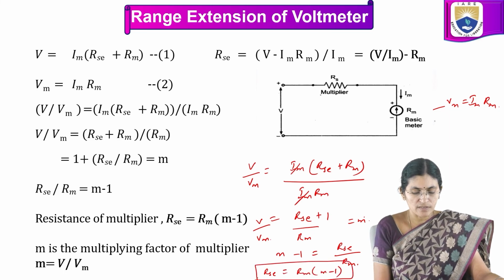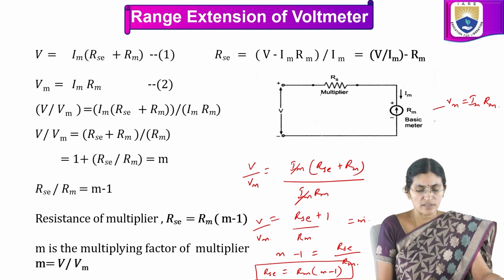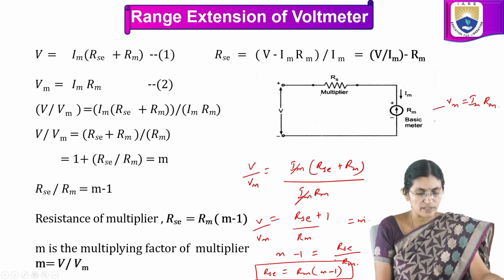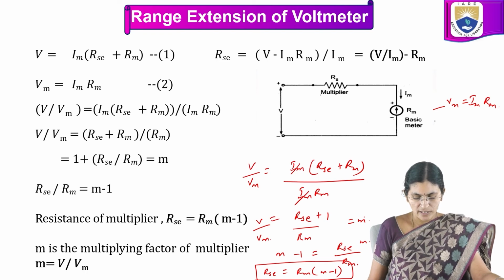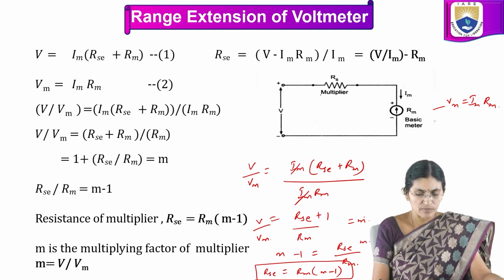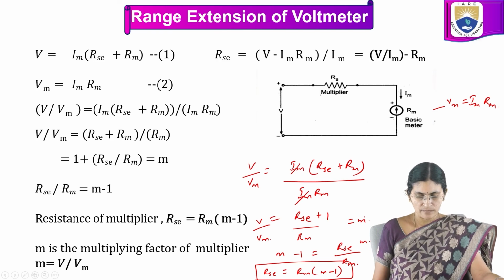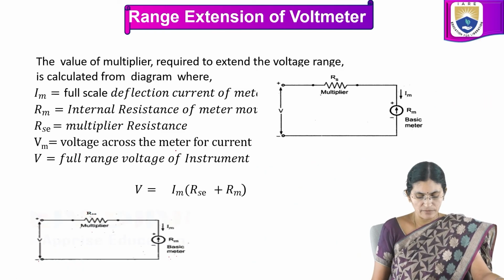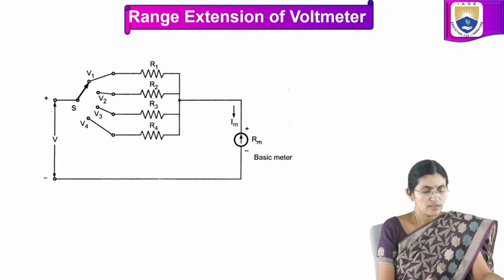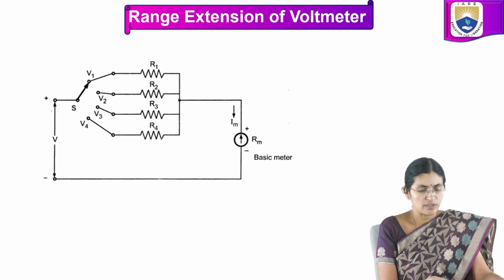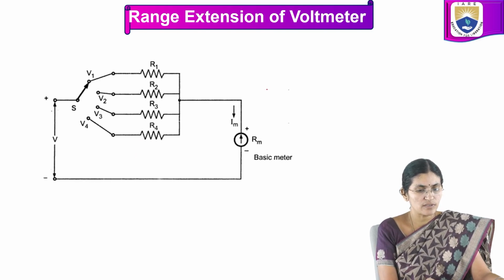So with that, this is the series resistance which needs to be inserted in order to extend the range of the voltmeter. Here M is called the multiplying factor of the multiplier and it is given by M is equal to V by Vm. V is the full scale deflection voltage and Vm is the meter voltage. You can see Vm is the voltage across the meter and V is the full range voltage of the instrument. So this is another arrangement of the circuit by means of which we can extend the range of the voltmeter.